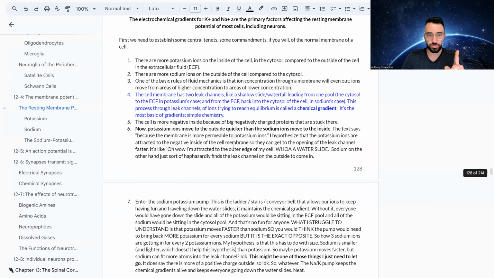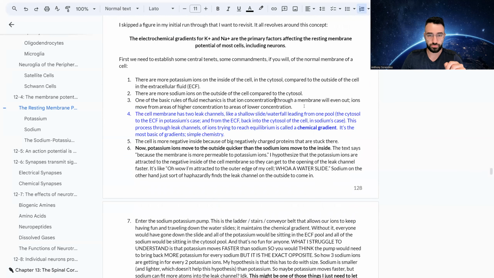And I'm just going to read my description here. One of the basic rules of fluid mechanics is that ion concentration through a membrane will even out. Ions move from areas of higher concentration to areas of lower concentration. The cell membrane has leak channels, like a shallow slide or a waterfall leading from one pool into another pool. In this case, that's the cytosol to the extracellular fluid in potassium's case, and from the extracellular fluid back into the cytosol in sodium's case. This process through a leak channel of ions trying to reach equilibrium is called a chemical gradient.